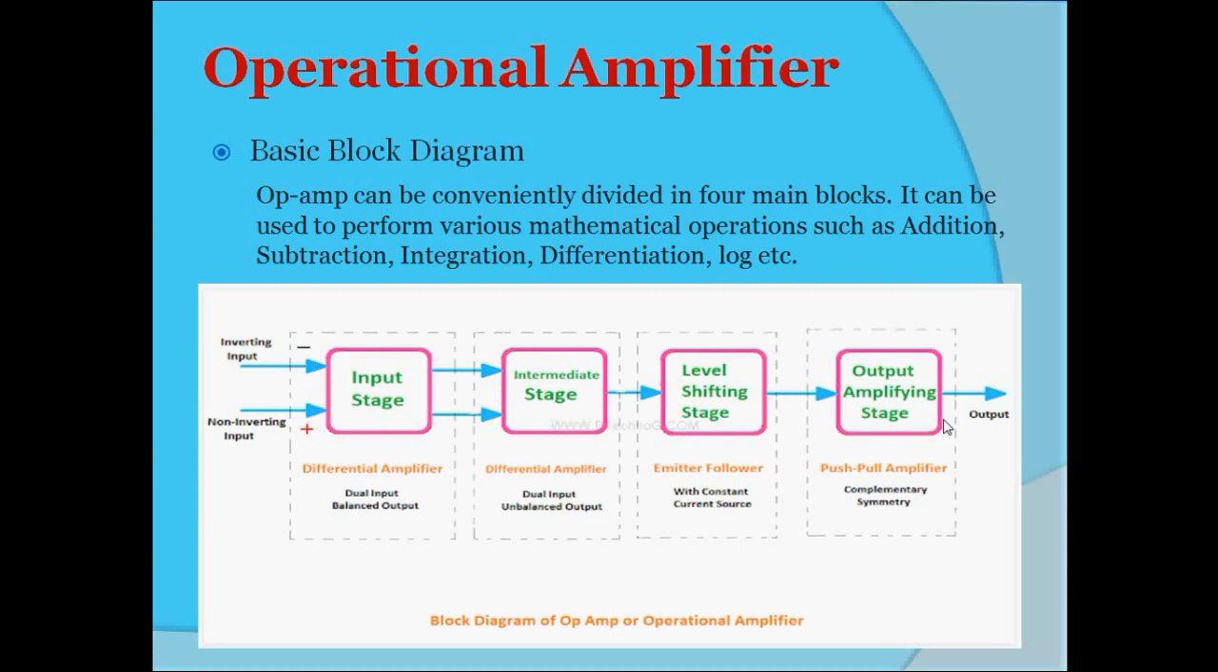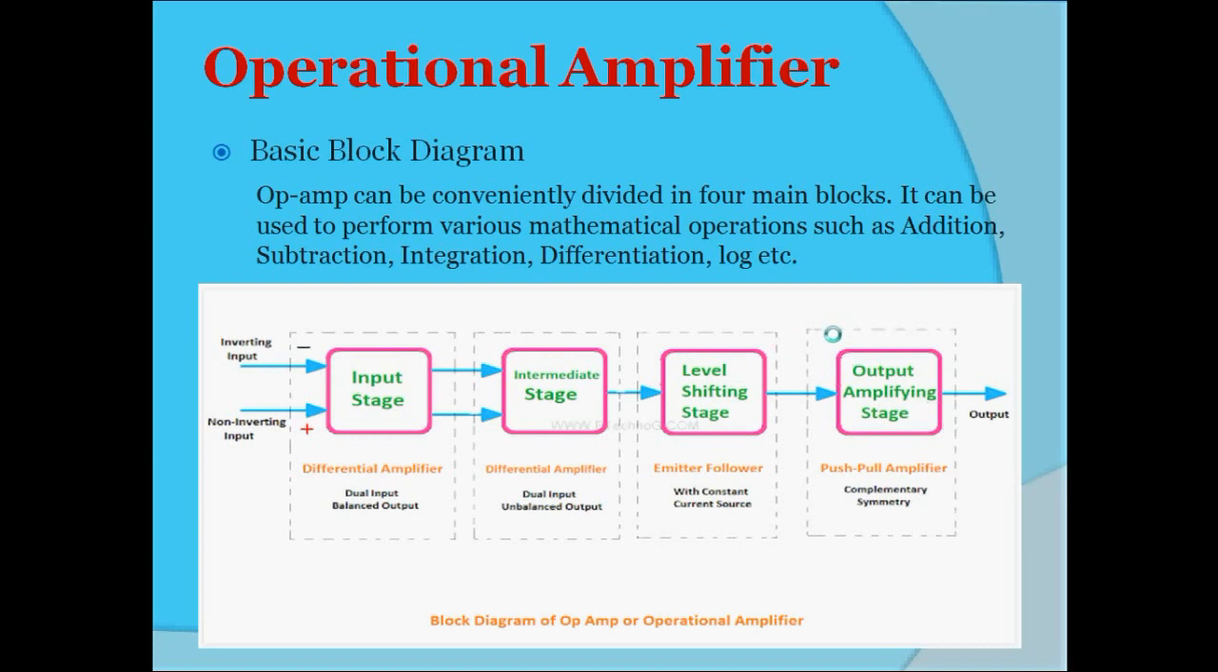Now, how can we define an operational amplifier? An operational amplifier is a direct coupled high gain amplifier which usually consists of one or more differential amplifiers, followed by a level shifting translator and an output stage. The output stage consists of a push-pull amplifier, and the operational amplifier is available as a single integrated circuit package.